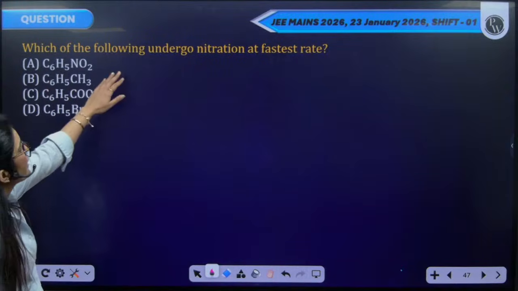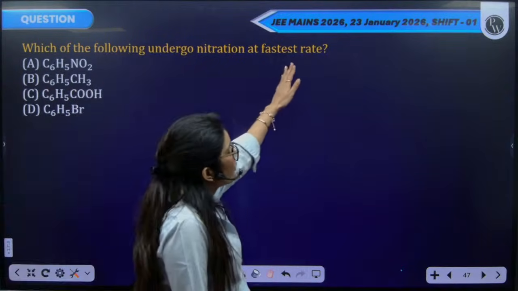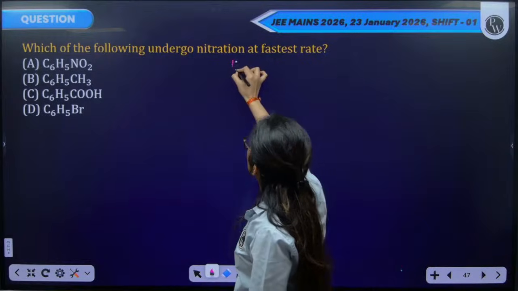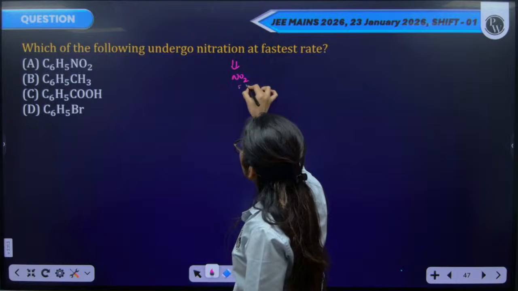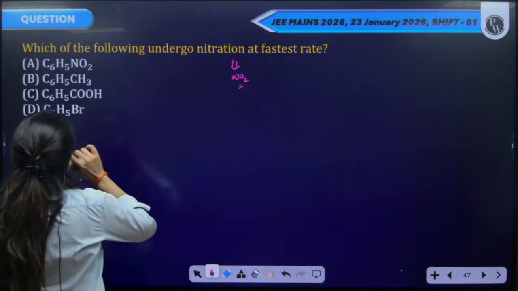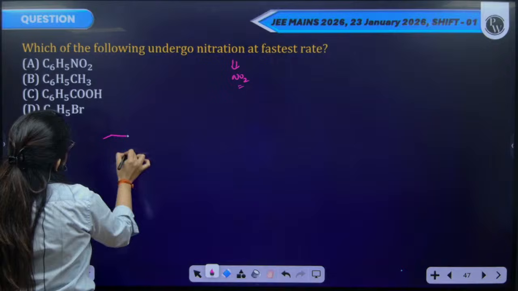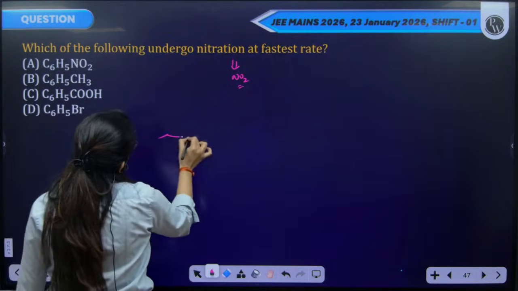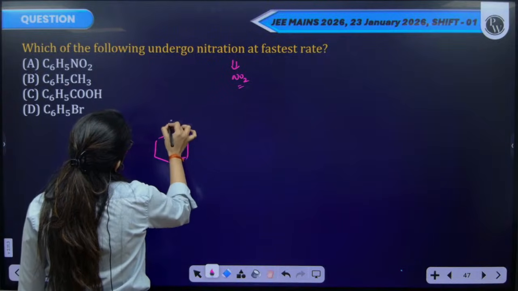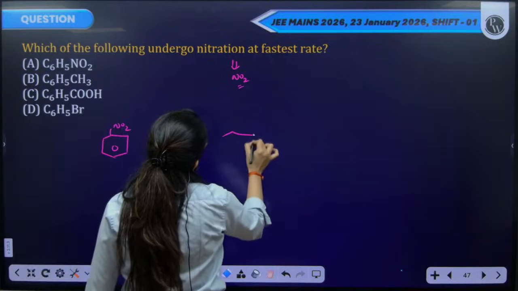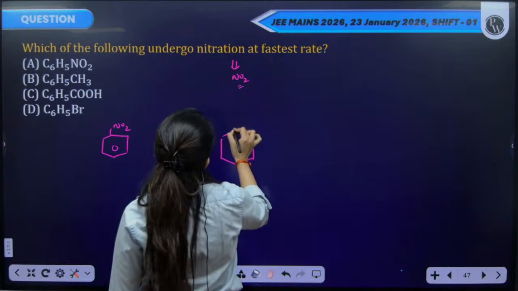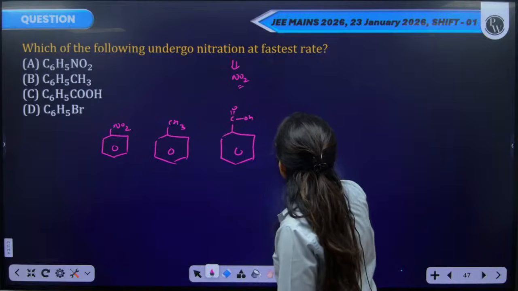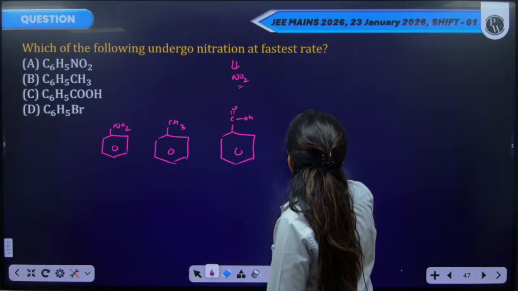Which of the following undergo nitration at the fastest rate? You have to do the nitration, means you have to substitute the NO2 group over the benzene ring. So if I talk about C6H5NO2, it's just like this. Here NO2 group is there. Then again you have C6H5CH3, and in the next case it is C double bond O, here it is OH, right? Then next you have C6H5 and here it is bromine.